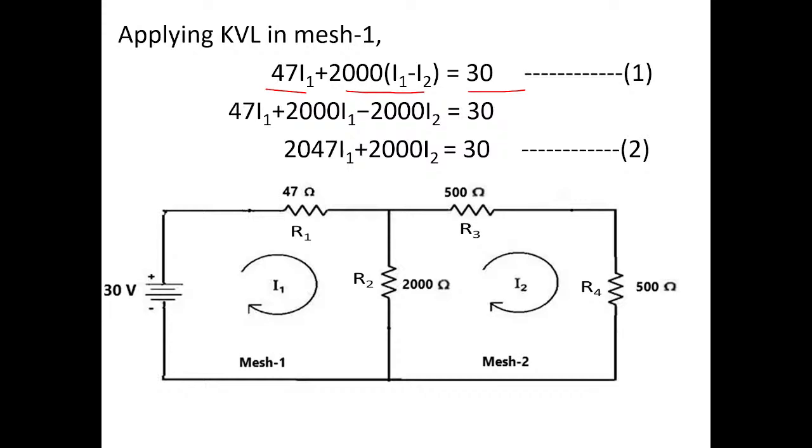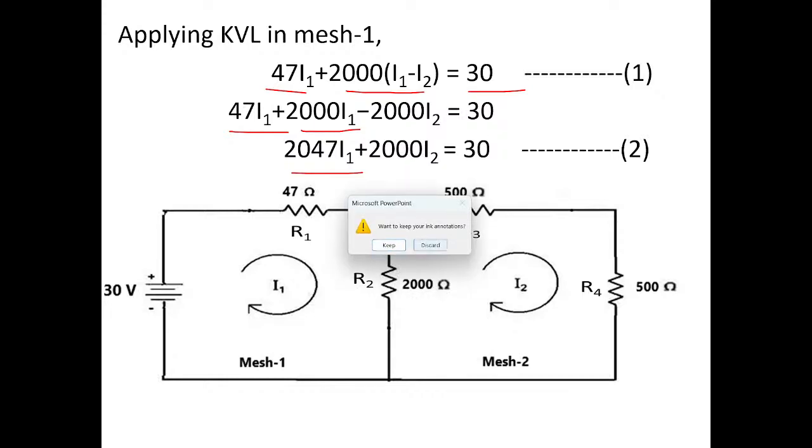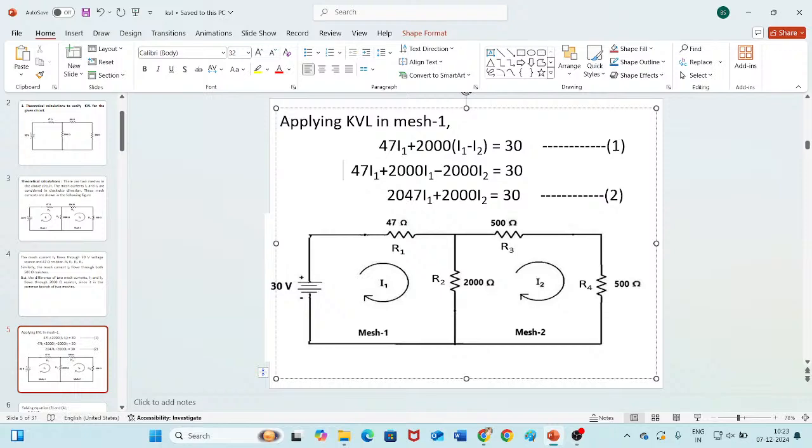Now you just expand it. 47 I1 plus 2000 I1 minus 2000 I2 is equal to 30. And 47 I1 plus 2000 I1, you just add it. You will get 2047 I1. Okay, here, is it minus? Yeah, it's minus. I have written plus here. It is minus.